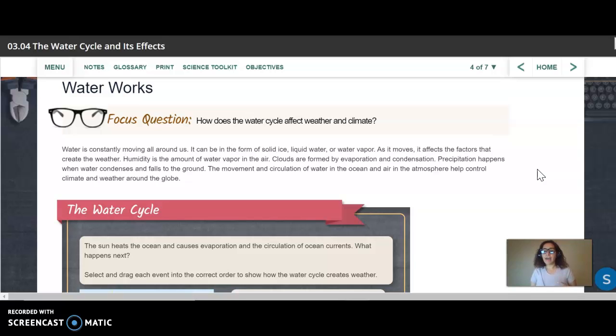But then if you look at either a dry climate or a polar climate, both of those are characterized as not having a lot of precipitation.